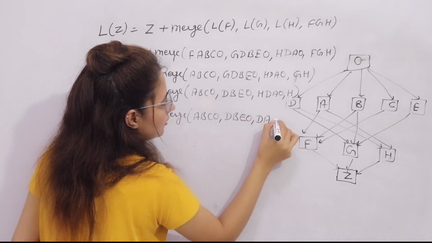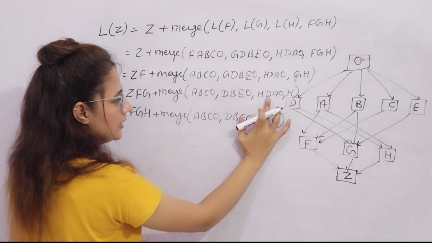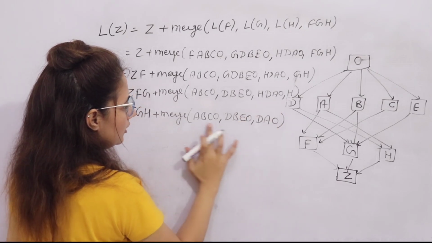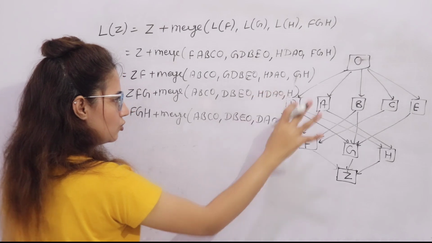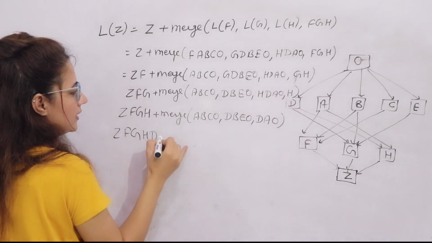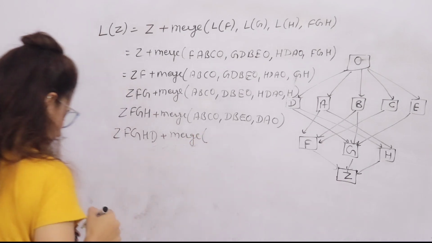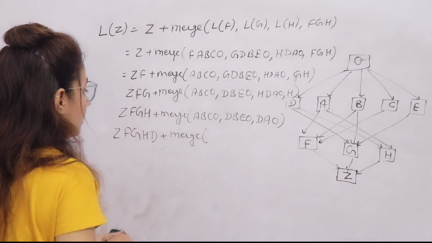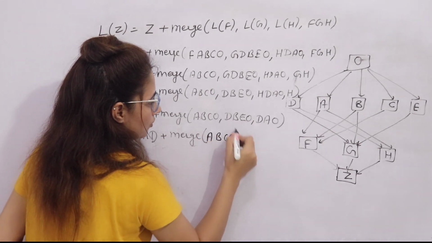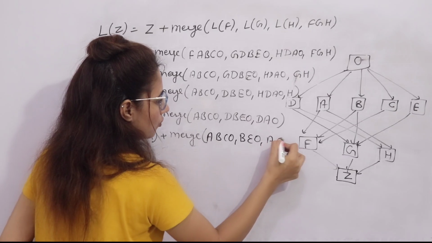then remove H, D, A, O, right? Now next is D. Now is D present in the tail of the other list? B E O, B C O, no. So D is a good head. Z F G H D plus merge A B C O, just remove this D, B E O and A O.